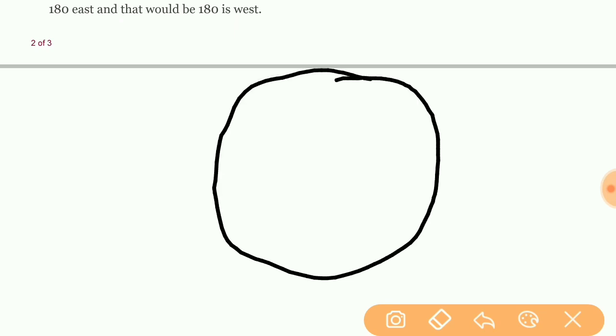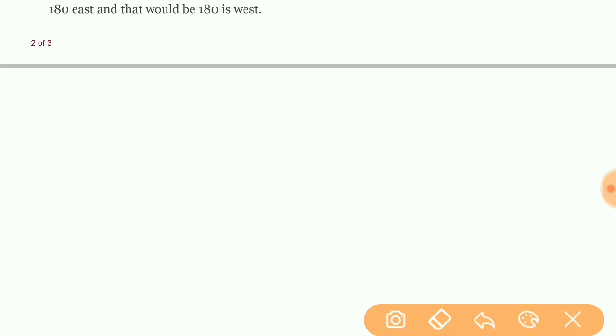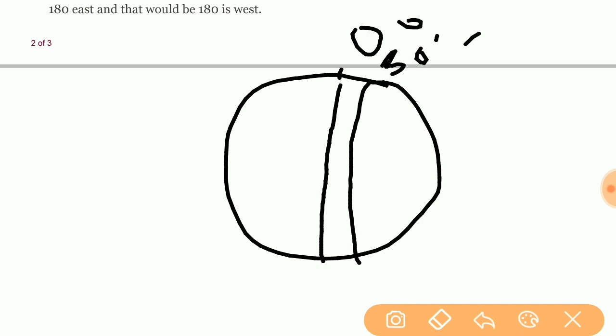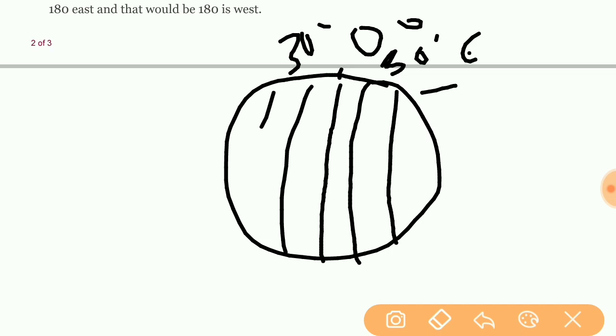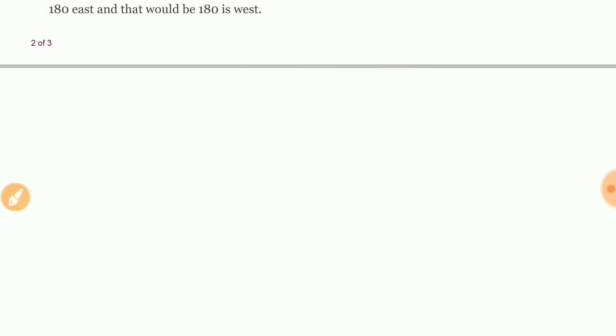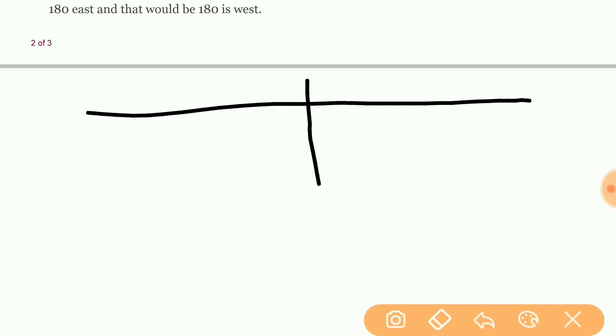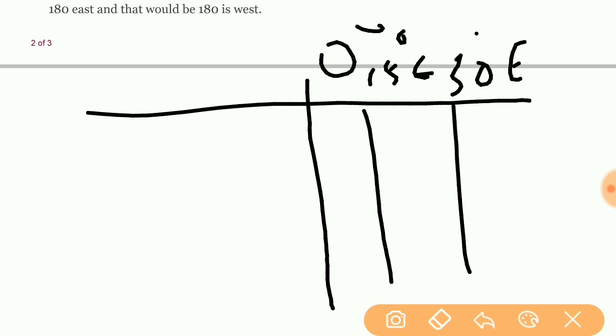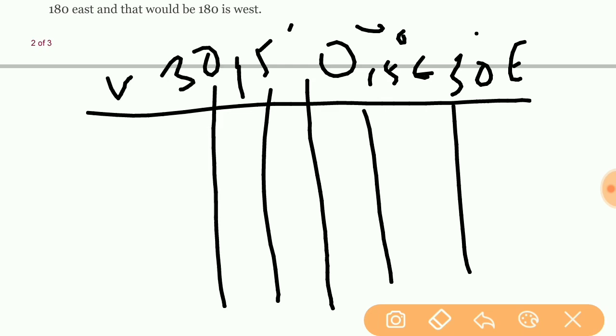Suppose this is Earth. On Earth, this is 0 degree, the prime meridian. Here we have 30 degree east, 30 degree west, 60 degree east, 60 degree west. Let me draw it like this. This is 0 degree, 15 degree east, 30 degree east, 15 degree west, 30 degree west.